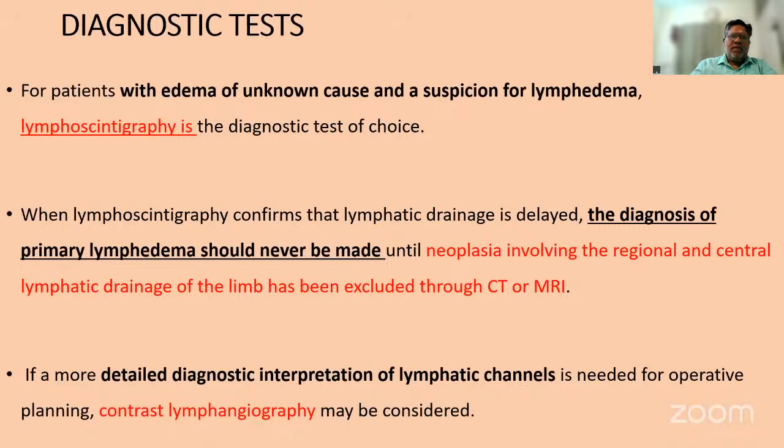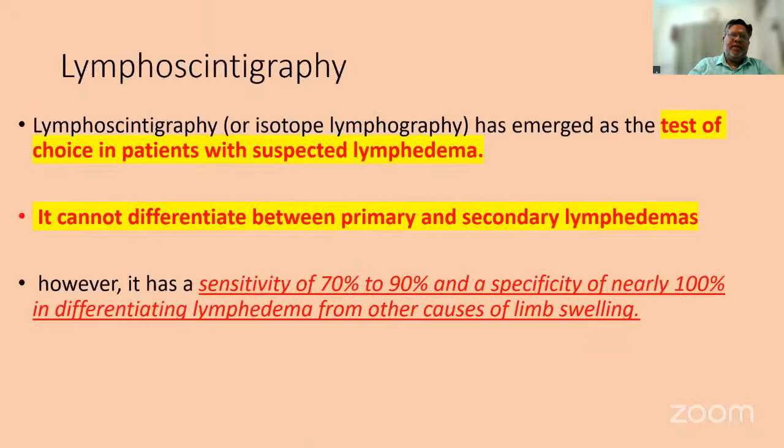So among the various diagnostic tests for lymphedema, to find the reason for a suspected lymphedema, the best test is lymphoscintigraphy. Once lymphoscintigraphy confirms that the lymphatic drainage is delayed, the diagnosis of a primary lymphedema should be made only after ruling out any neoplasia or nodal enlargements in the regional or central nodes. Therefore, this test cannot differentiate between primary and secondary lymphedema. If a more detailed interpretation of the lymphatic channels is required, we have to go for contrast lymphangiography. So in lymphoscintigraphy, what do we do?